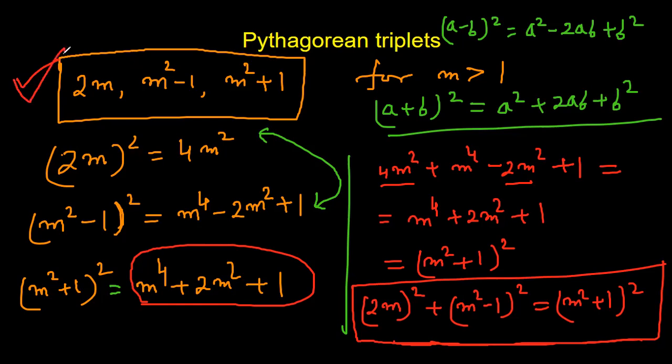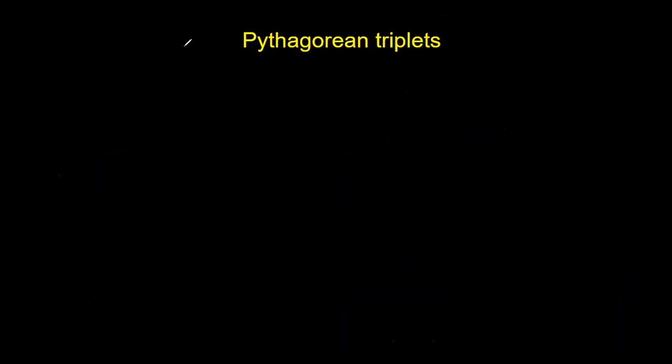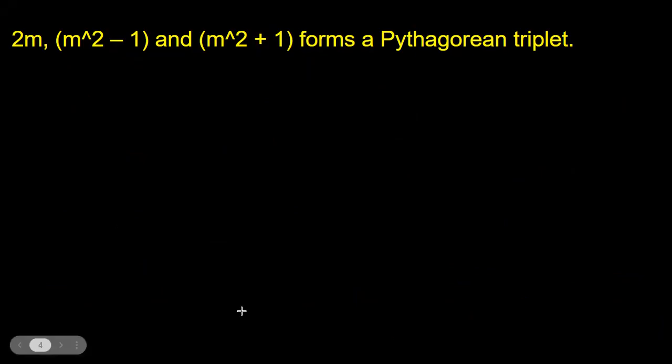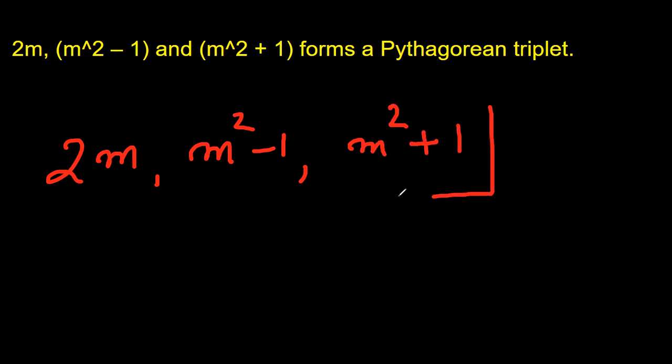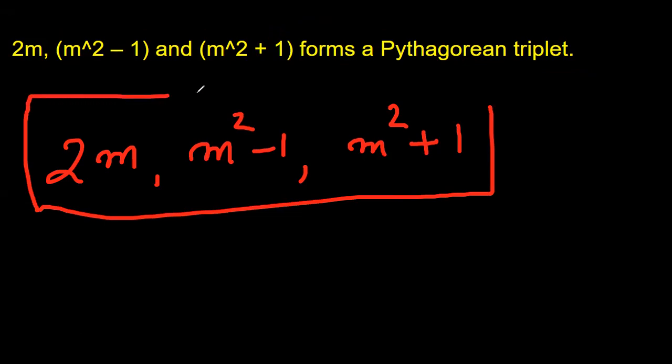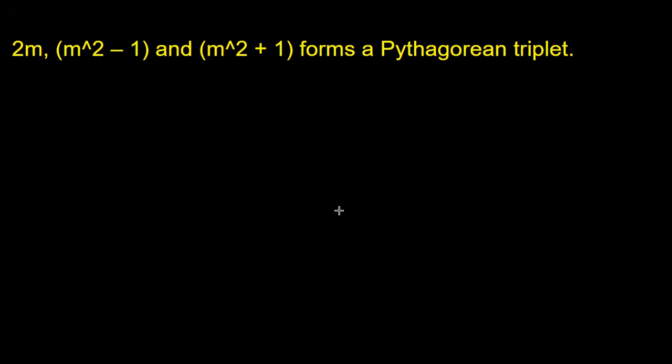So whenever we have three numbers in the form 2m, m square minus 1, and m square plus 1, where m is greater than 1, they form Pythagorean triplets. Remember them. You can write them nice and clean: 2m, m square minus 1, and m square plus 1. They form a Pythagorean triplet. All right, please note down. Next, we will take a question.